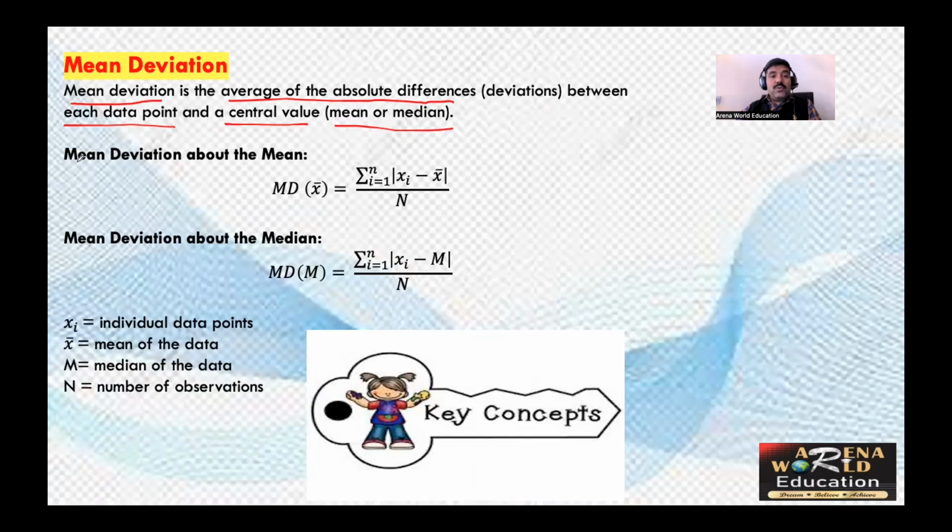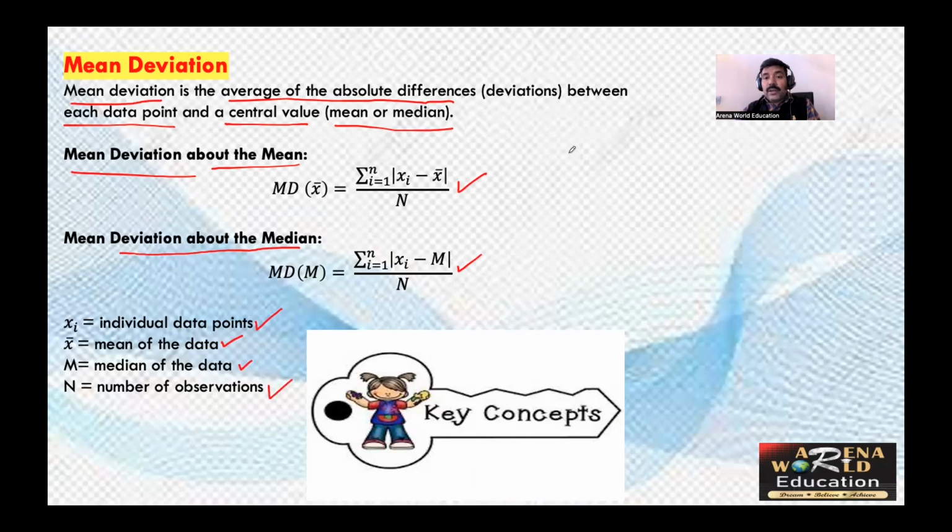When it comes to mean deviation about the mean, this is the formula. And when it comes to mean deviation about the median, this is the formula. And what is X bar? X bar is the mean of the data. What is M? M stands for the median of the data, right? Xi is the individual data points. And N is the number of observations.